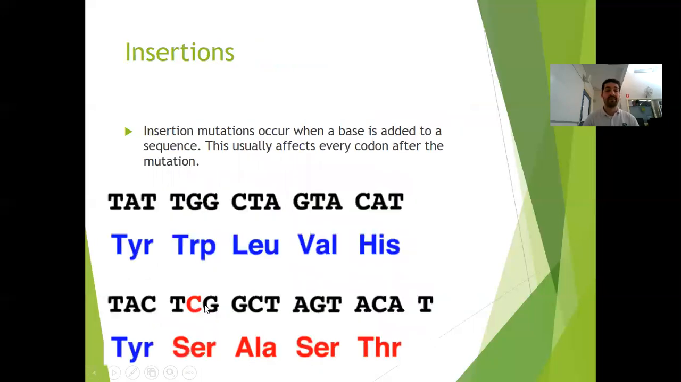Okay. An insertion is where we take one base and we add it to the sequence. And this usually then affects every codon after the mutation. So you can see here where between this T and G, there's been a C inserted. And you can see that the impact is that all of these amino acids have changed after the point where the insertion occurred. And so that would be an impactful mutation that might have a really negative impact on the organism.